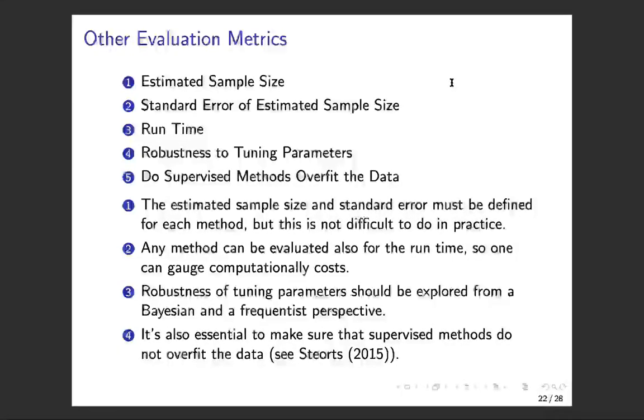Any method can also be evaluated for runtime, so one can gauge computational costs. I always recommend looking at the computational complexity. Robustness of tuning parameters should be explored from a Bayesian and a frequentist perspective. Sensitivity analyses should be extensively looked at. It's also essential to make sure, as I said, that supervised methods are not overfitting the data, and to look at comparisons of competitors in the literature, and to do these on as many data sets as possible to understand the generality of any proposed methods.